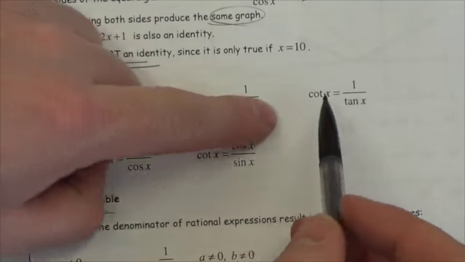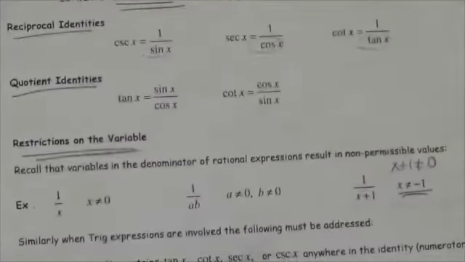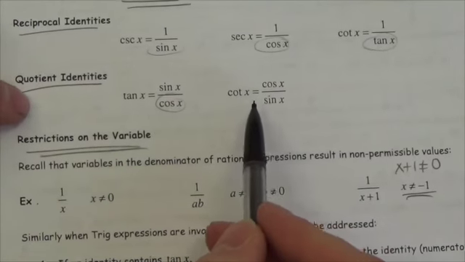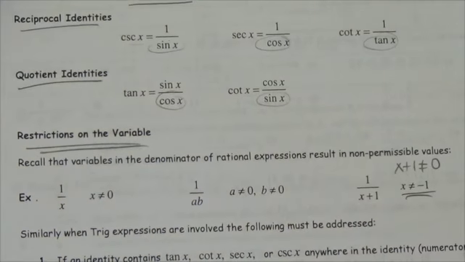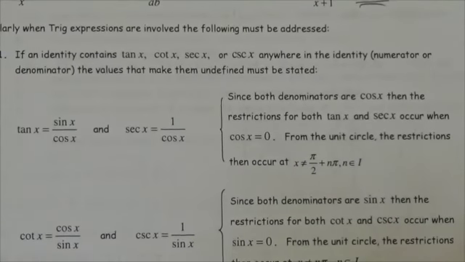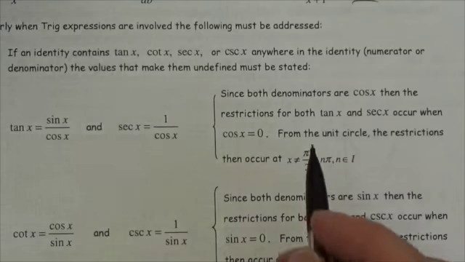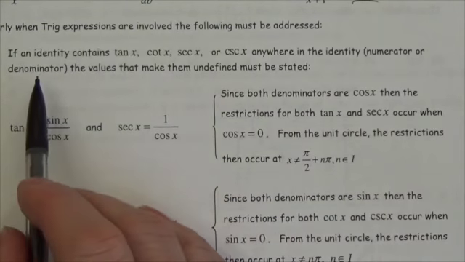Secant has a denominator. Cotangent has a denominator. Tangent has a denominator, and I've already said this. Cotangent can be looked at as having 2 different denominators. Okay? These things have non-permissible values as a result. So that's what this is all about here.